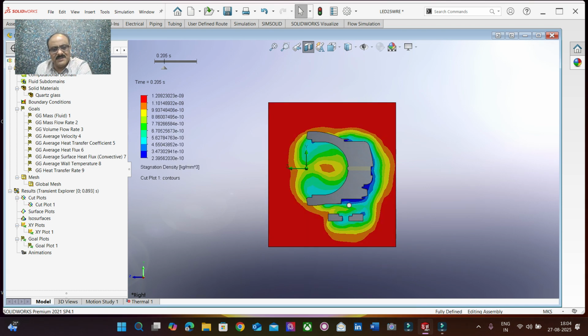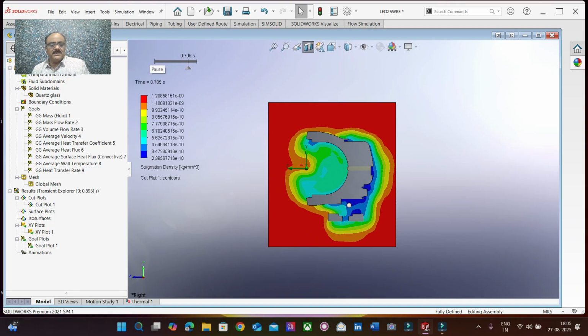Yes, definitely there is a stagnation density, which shows that the air is getting trapped and it is very well convecting the projector lamp. It is trying to convect. The air is trying to convect the projector lamp. So this is the flow. The air is mixing with the temperature and trying to remove that. That is what we see here.